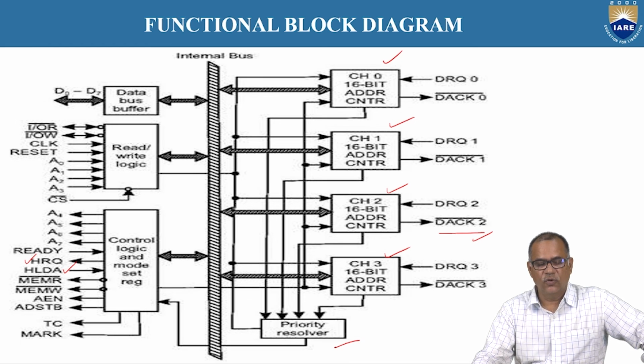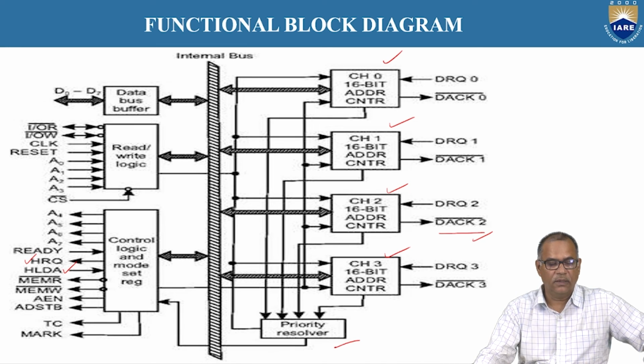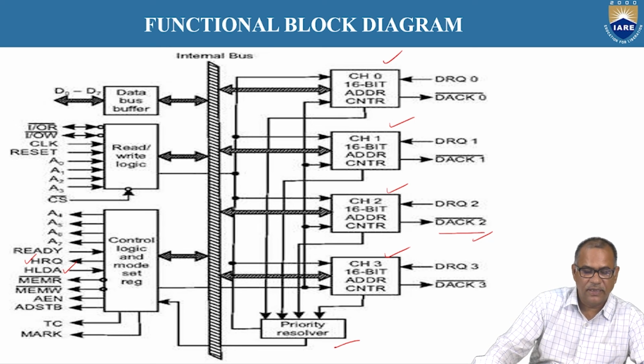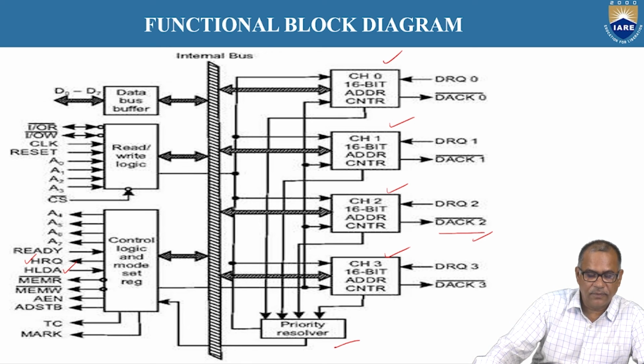The DMA controller 8257 is a 40-pin IC, and it has 4 channels, and each channel has 2 registers: the address register and the count register. We have a data bus buffer, and also the read-write logic, and we have the pins A0 to A3, and also the pins A4, A5, A6, and A7, and the ready signal.